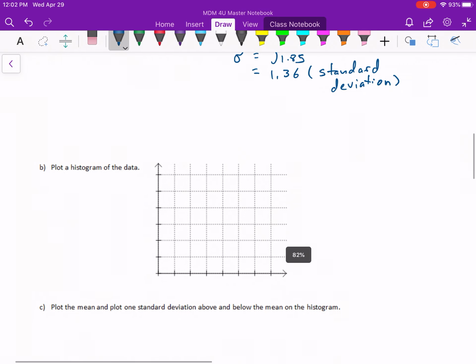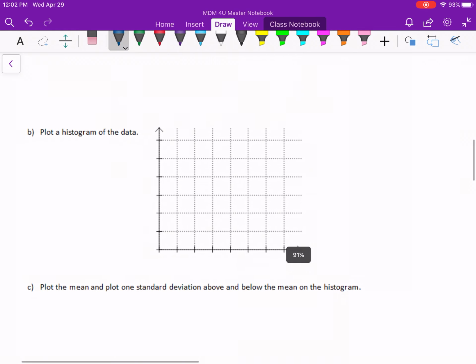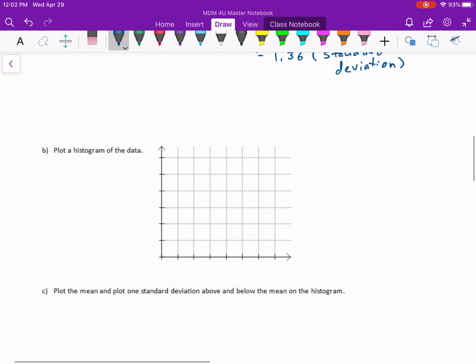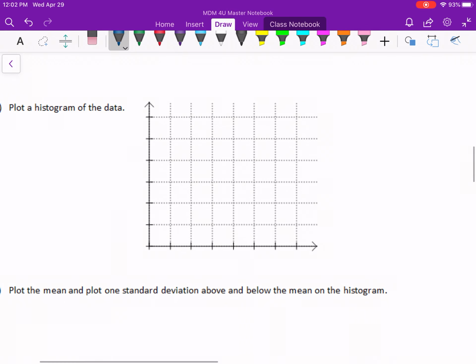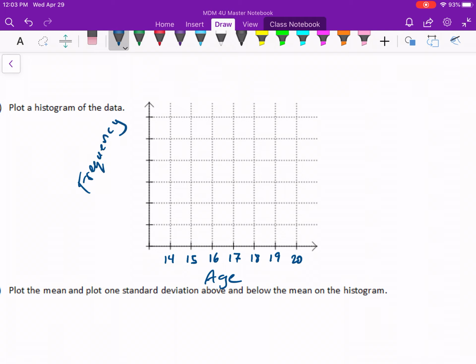Okay, if I want to plot a histogram of this, I could set it up like this. So we're doing age on the bottom here. Usually if someone is between 14 and 15, we say that they're 14. If someone's between 15 and 16, we say that they're 15. So I could set up the histogram like this, and anyone who's 14 would be in between 14 and 15, and so on. So I set my numbers up here like this. Up here I need frequency on the vertical axis. And 1, 2, 3.